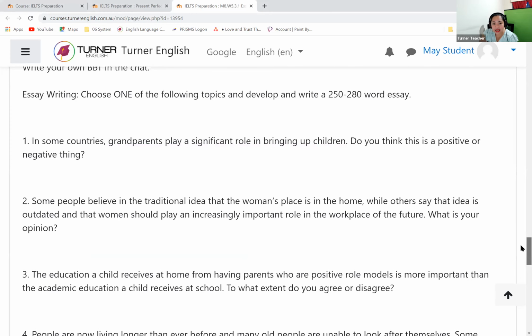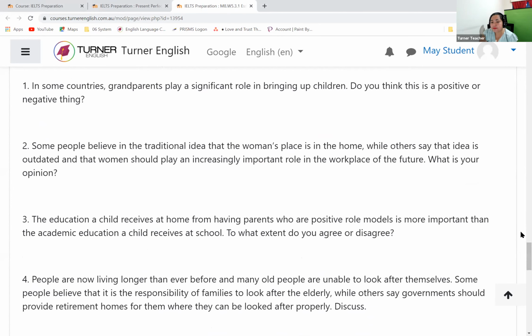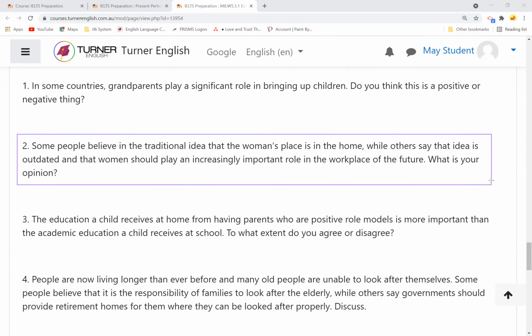Can I please ask Nayan to read question number 2? Sure. Question number 2 is: some people believe in the traditional idea that the woman's place is in the home, while others say that idea is outdated and the woman should play an increasingly important role in the workplace of the future. What is your opinion?